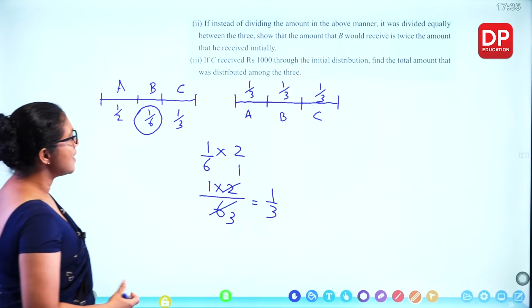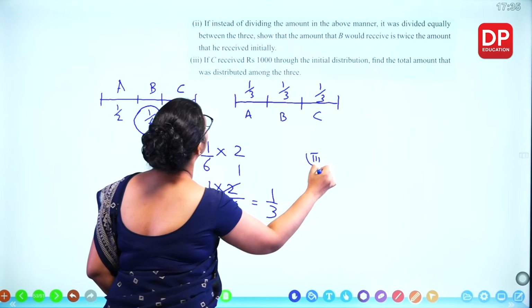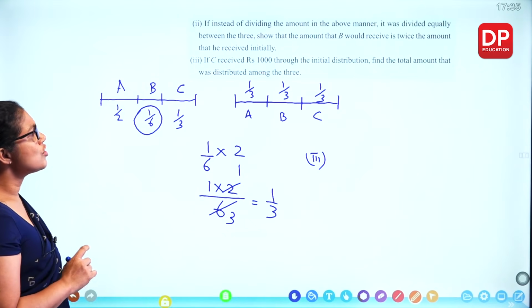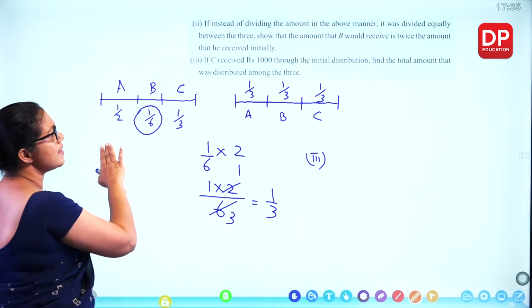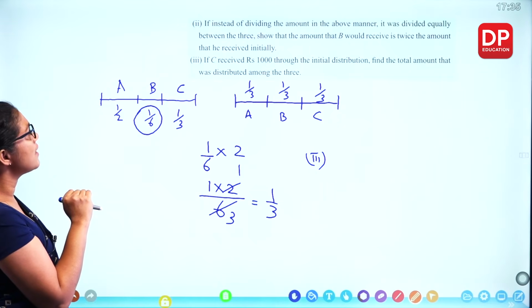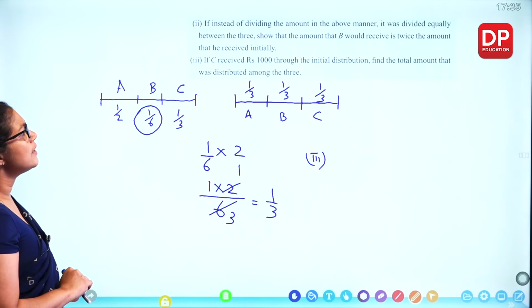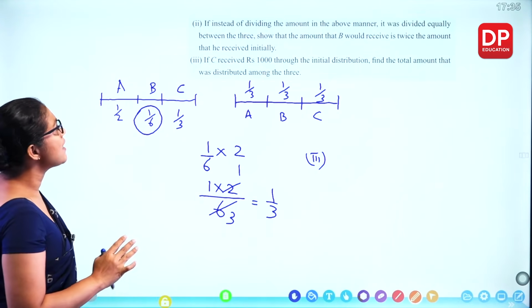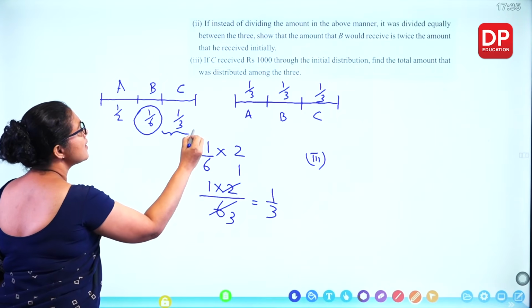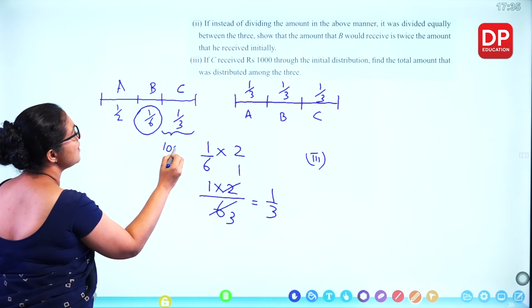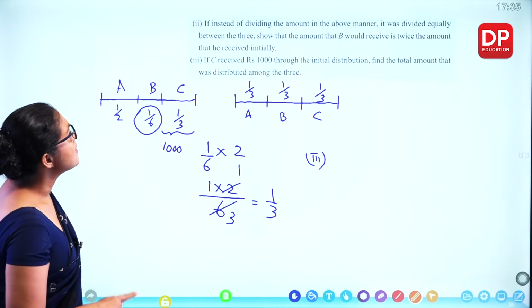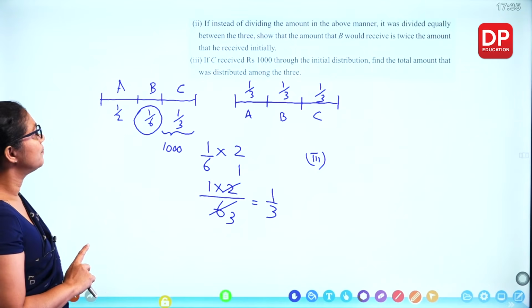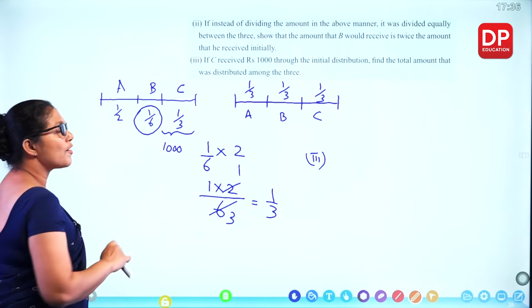Then the third part says, if C received 1,000 through the initial distribution. So the initial distribution is this. Find the total amount that was distributed among the 3. So now we have to think about this distribution. It says 1,000 for C. 1/3 represents 1,000 and they are asking to find the total amount that was distributed among the 3. So the total amount, not separate values.